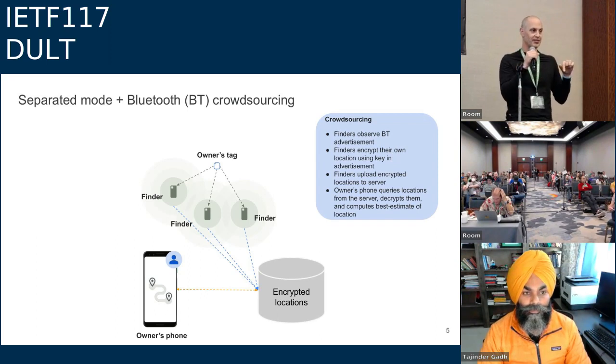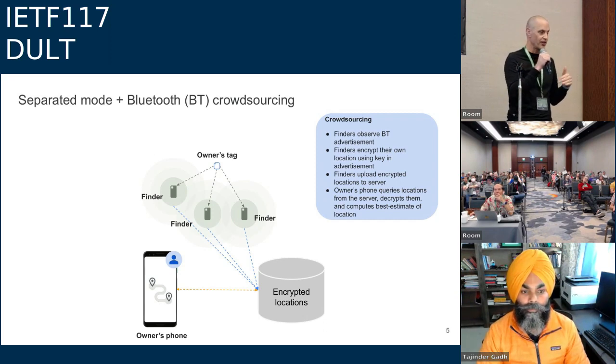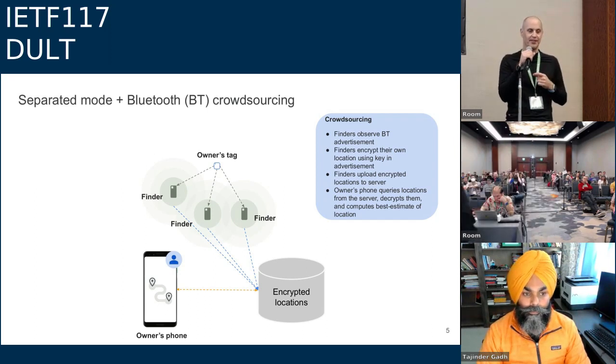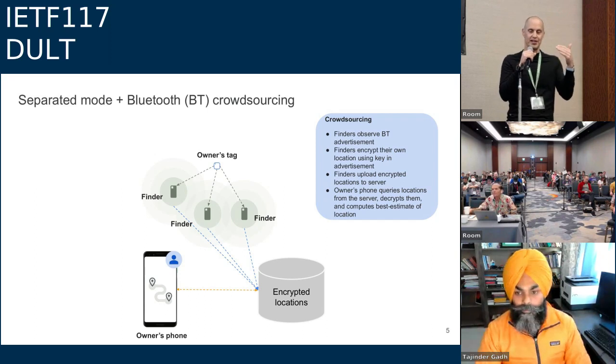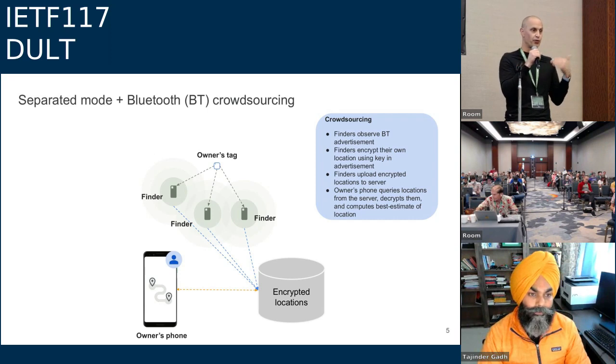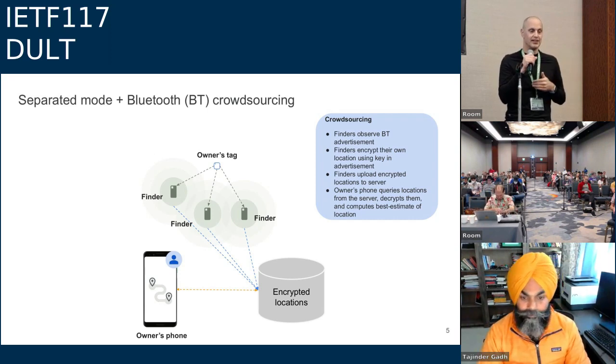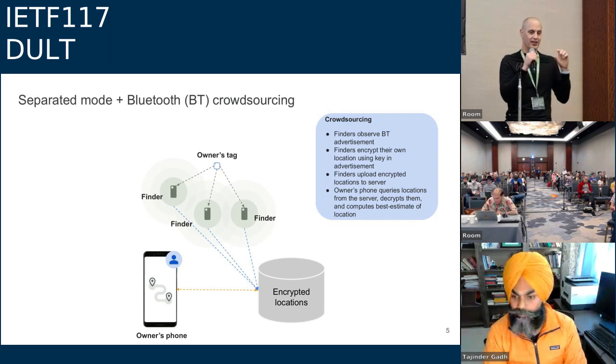So building on top of separated mode is an example of how the crowdsourcing network works. Again, the tag and the phone are physically far apart in this example. There are three finders, phones, laptops, watches, whatever, that are operating on the same crowdsourcing network. The way this typically works is they observe the Bluetooth advertisement from the tag. That advertisement is formatted in a way or has information that says, I want to be crowdsourced. Furthermore, there has to be ideally some sort of key, ideally a rotating diversified public key, that as it rotates over time and each finder gets a new key, it's going to take that key along with the finder's location, the phone's location, so three separate devices here, encrypt that location with that key, and then publish both the key and that location to the server.